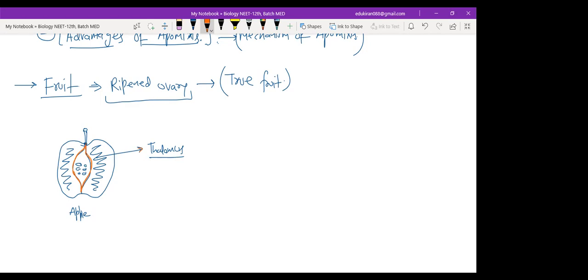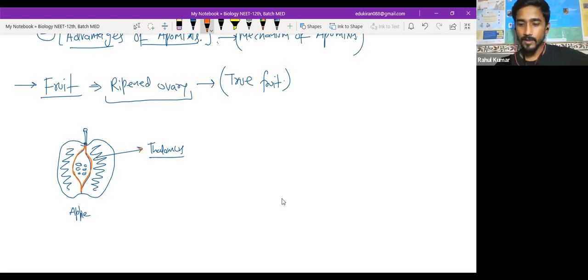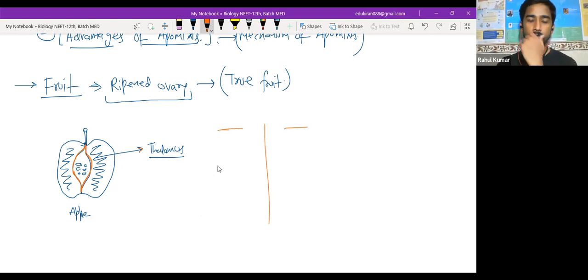Okay, very good. Now write down a very quick thing. Make a division in between and write true fruits and false fruits. I'll be dictating things. In true fruit, all the edible tissues are derived from the ovary. Sorry, from the ripened ovary. All the edible tissues are derived from the ripened ovary.